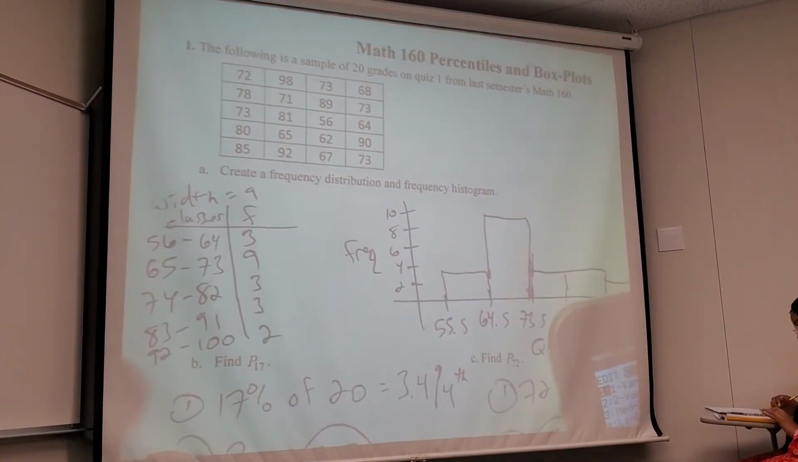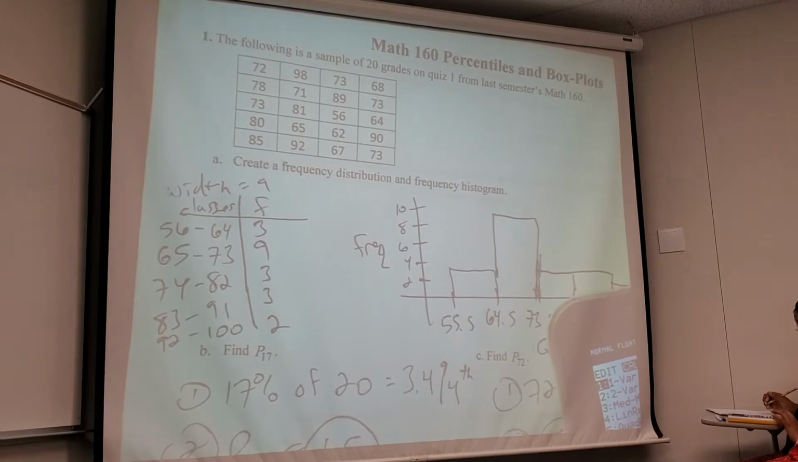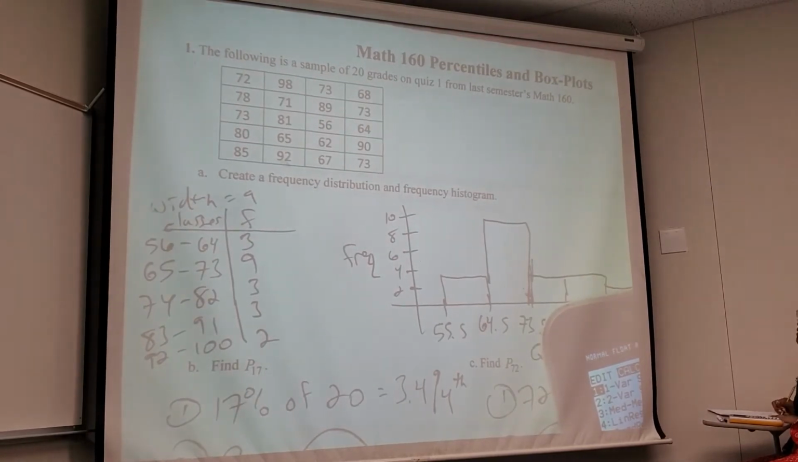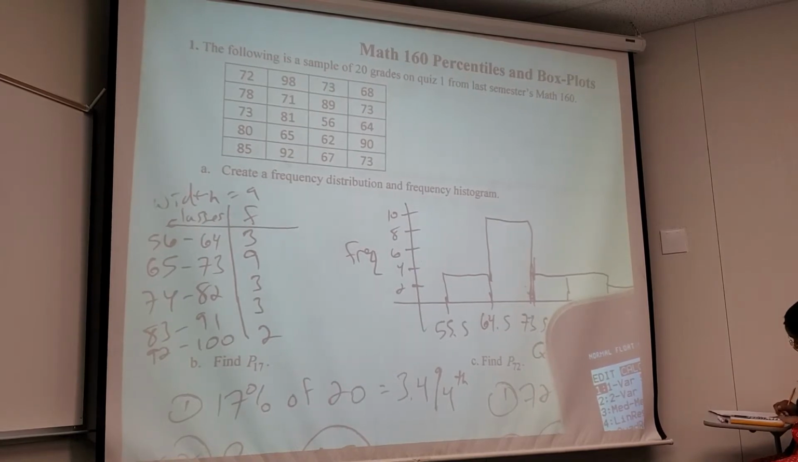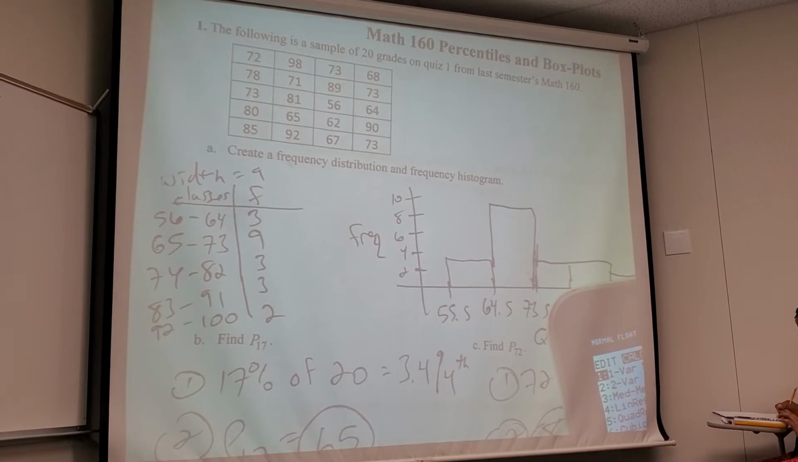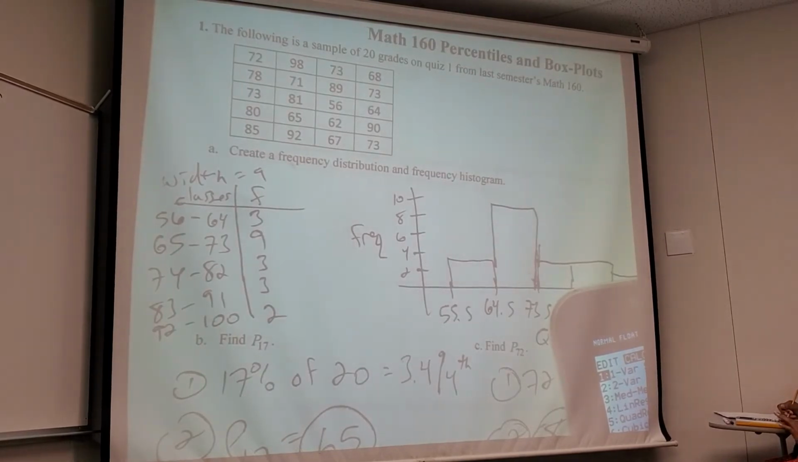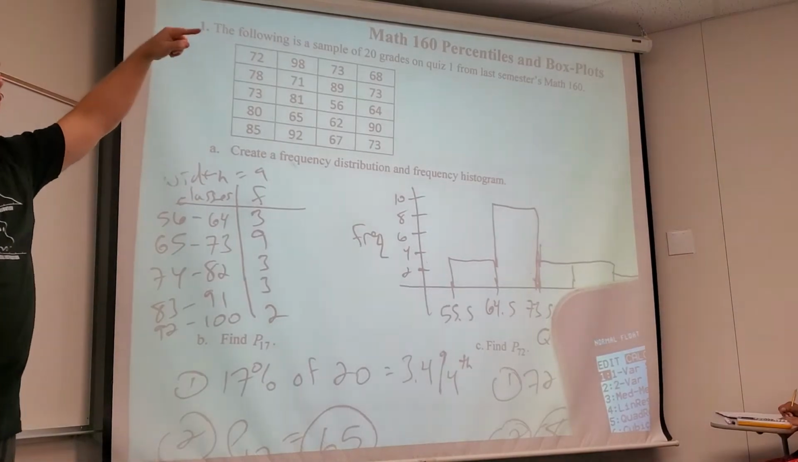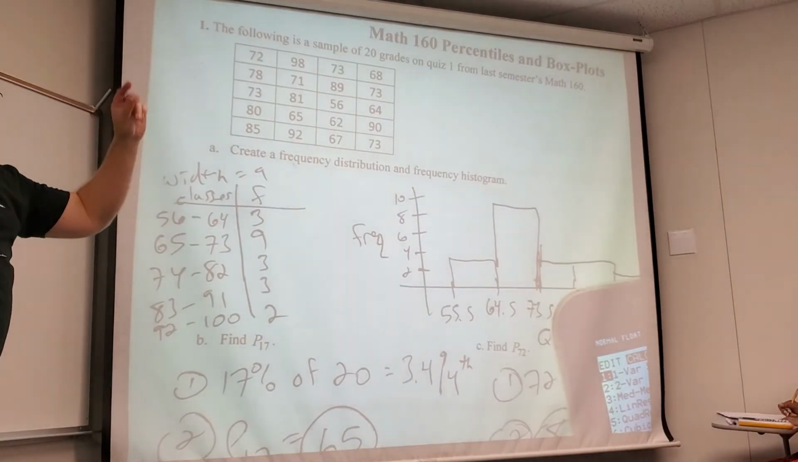How many variables are involved here? I've asked this question before. How many variables do I have? Not 20, I have 20 values. I have 1 variable. How many values does that one variable have? 20. I have one variable, grades on quiz 1. If another variable was each person and how much they drank last night, that would be 2 variables.